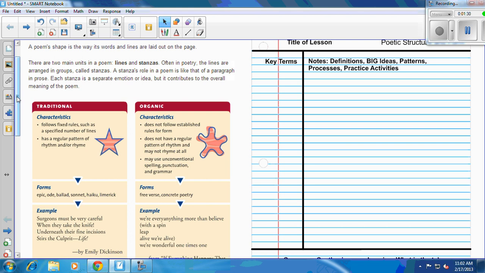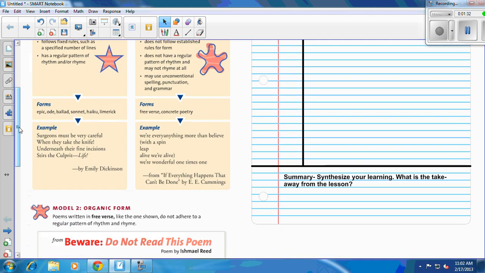And then in the bottom section, you're going to write a short summary of what you learned during the lesson. This does not need to be lengthy. It does not need to be in depth. Kind of short and sweet, right? Synthesize your learning. What are the takeaways from the lesson? What are those umbrella ideas in the lesson that you want to remember? Okay, let's get started.